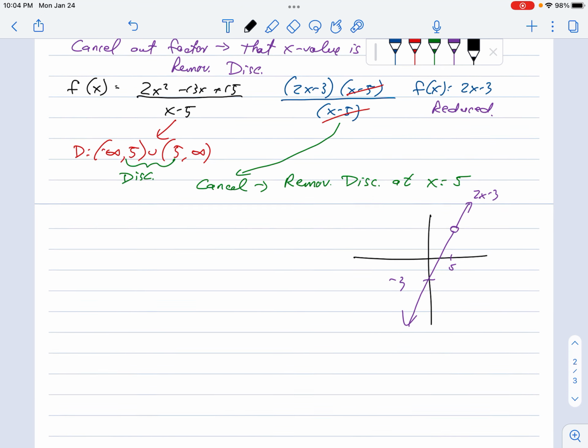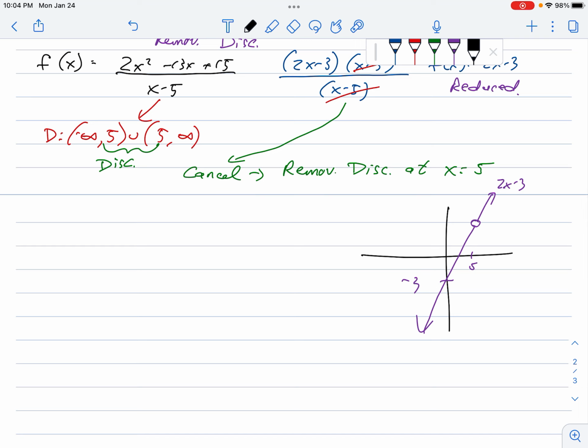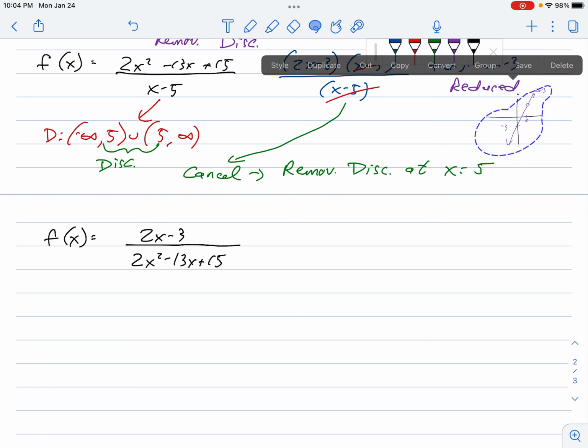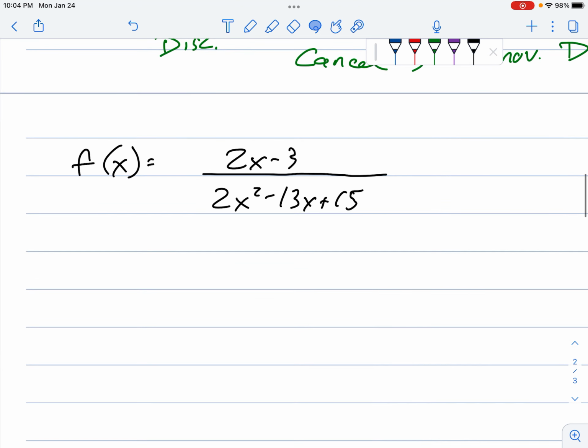Okay, that should be the review part. So hopefully that didn't take too long. Now let's look at what happens if I flip this. Only a few of my classes got up to this point, but 2x -3 over 2x squared minus 13x plus 15. So this is the second example we had just flipped over, just reciprocated.